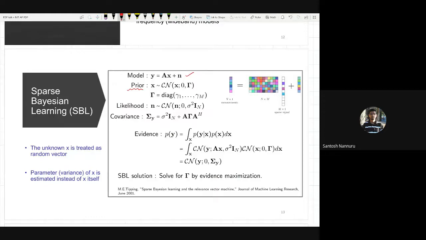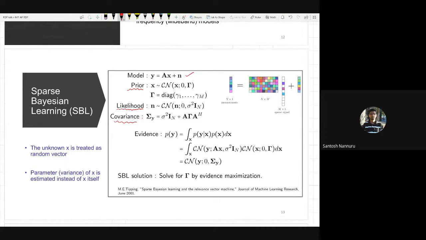Okay, so your x is Gaussian with zero mean and some covariance matrix gamma. The assumption we make here is that the entries of x are uncorrelated, so it's a diagonal covariance matrix. That's the modeling framework of SBL. For the likelihood, you assume the noise is Gaussian distributed again, or complex Gaussian, with some variance. So I have my prior and likelihood. The data covariance, the covariance of y, is the sum of the covariance of the noise, that is sigma squared I, and the covariance of Ax, that is A gamma A Hermitian.